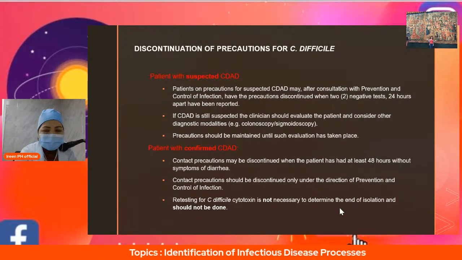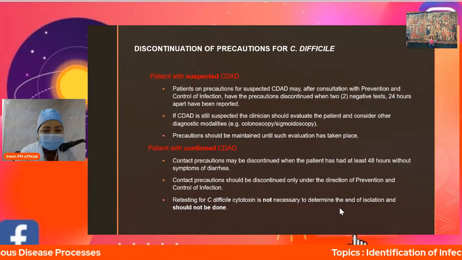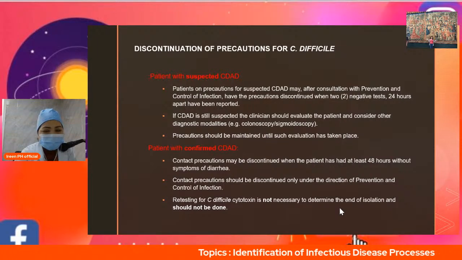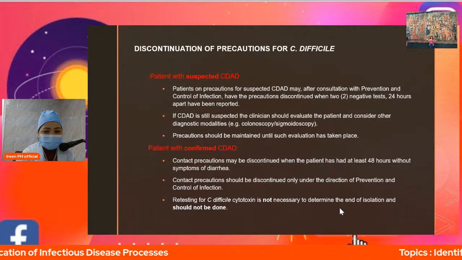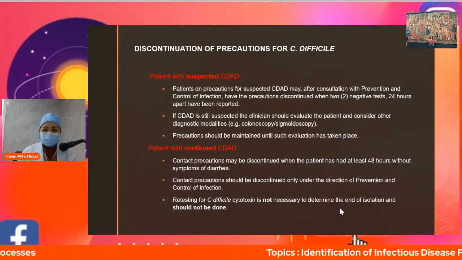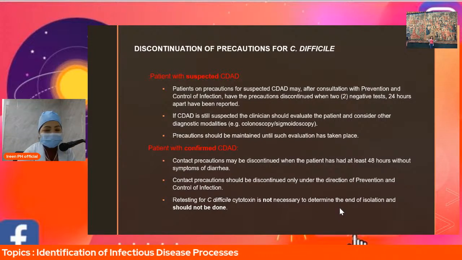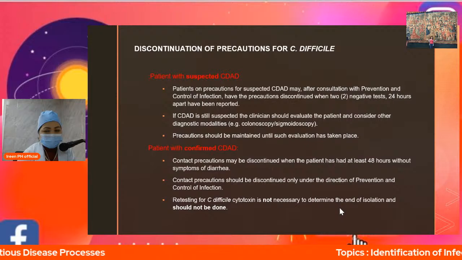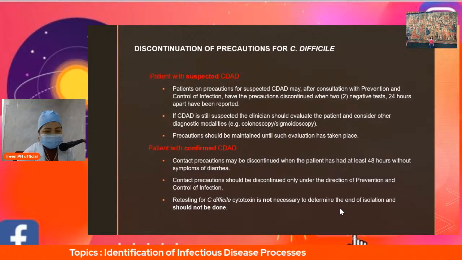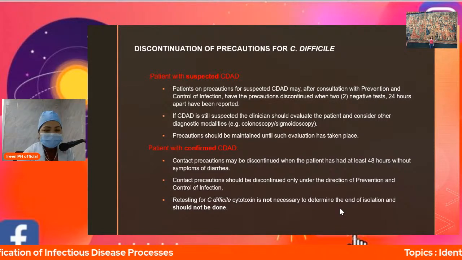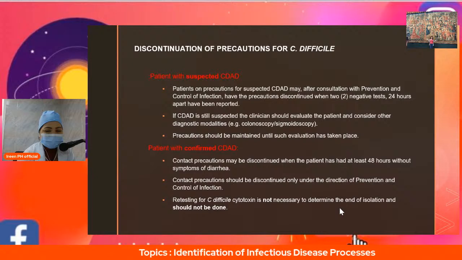Discontinuation of precautions for C. difficile. Should patients with suspected CDAD be on precaution measures for CDAD? For patients with confirmed CDAD, contact precautions may be discontinued when the patient has had at least 48 hours without symptoms of diarrhea. The contact precautions should be discontinued only under the direction of prevention and control of infection. In patients with suspected CDAD, precautions should be maintained until such evaluation has taken place.